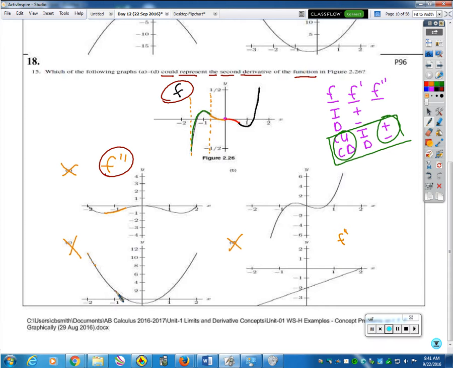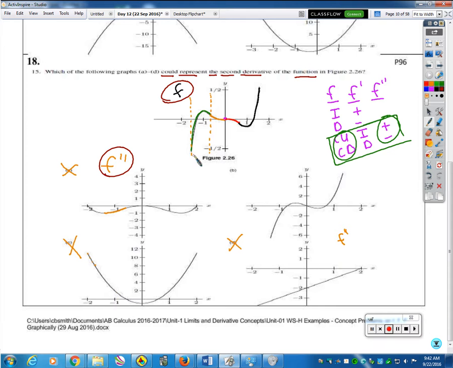That left the correct answers. Wait, I'm just clarifying. So if it starts concave down, the graph we're trying to find has to start in a negative position. You've got the right idea, but you have to say it better. Make sure you train yourself to say it specifically, otherwise on the written portion of the AP test, you'll have trouble.